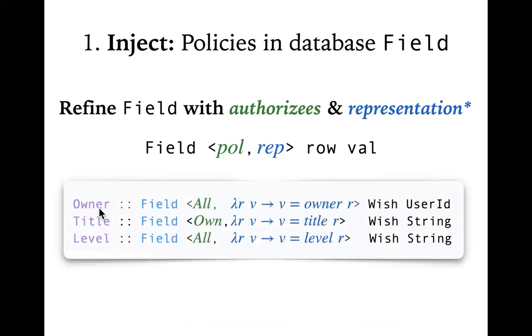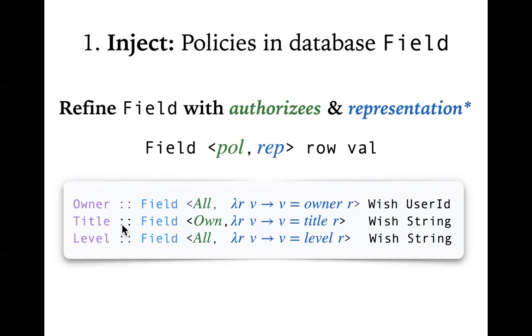So here are some examples. Let's just look at the owner field. The owner field, remember, anyone is allowed to view it, and so the predicate is just all, which I'm writing as lambda u arrow true if you wish. And the semantics is that given a row and a value, this value is equal to the owner of this particular row. So think of this as a logical representation of what's inside that row R. Again, an uninterpreted function.